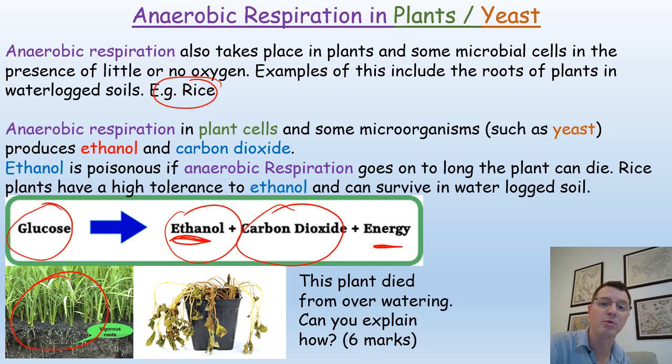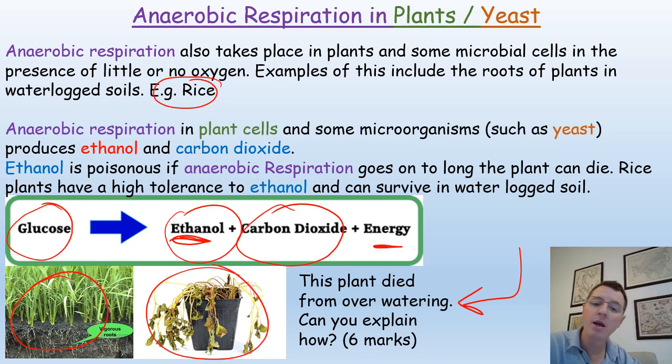So here's a quick exam question for you, and I would suggest that you pause the video now and try this out, see if you can get 6 marks for this. I've got a picture of a plant which has died because somebody has overwatered it. Can you explain how that happened? Pause the video now, see if you can get 6 marks. If you need some extra help, look at the next slide.